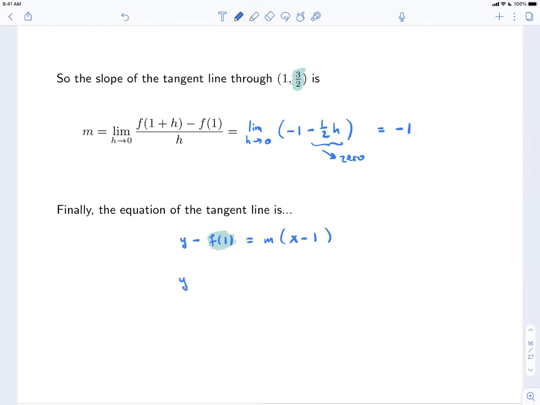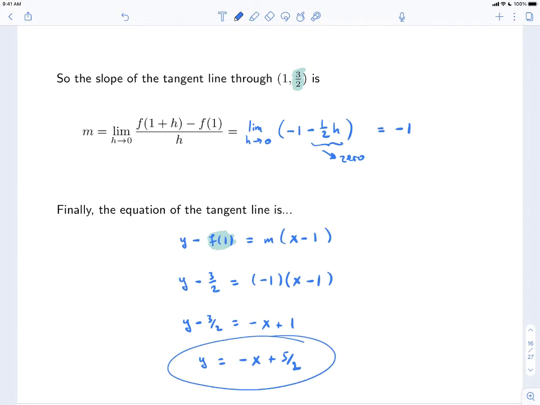So y minus 3/2 is equal to the slope, which we've just determined is -1, times x minus 1. So that's the equation of our tangent line. Of course, we can simplify this. Y minus 3/2 equals minus x plus 1. And let's just add 3/2 to both sides. Y equals minus x plus 1 plus 3/2 is 5/2. And that's the equation of our tangent line in slope-intercept form.